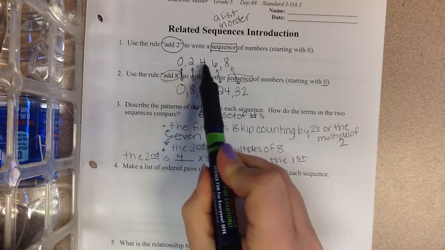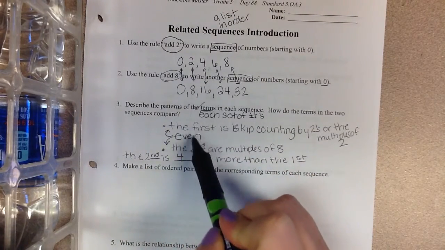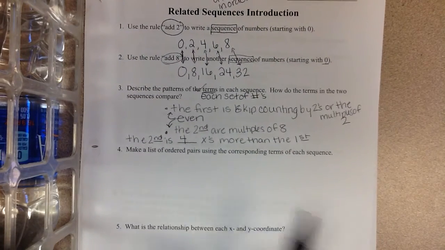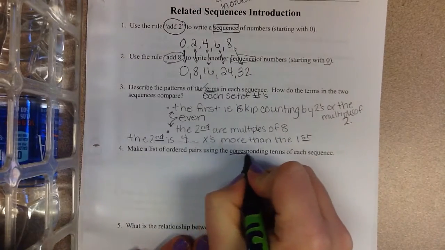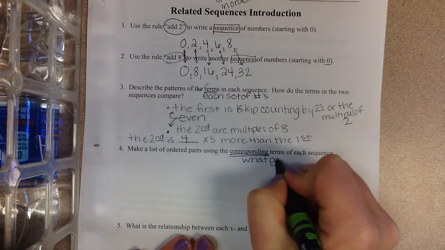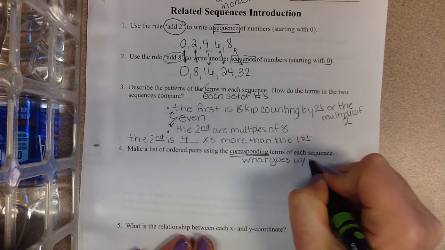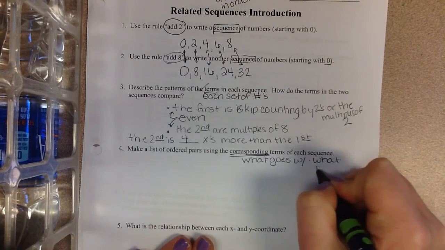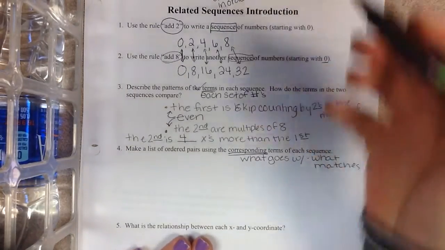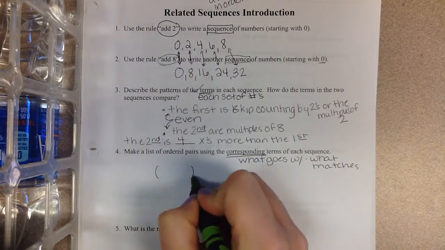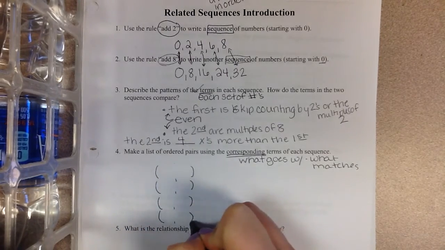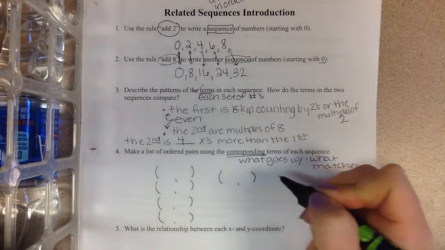So I looked at the patterns going this way. That's what I did here. Then I compared the patterns going this way. So make a list of ordered pairs using the corresponding. Corresponding is what goes with, what matches. So which numbers match each other? The first terms, the second term, so ordered pair. I'm looking for ordered pairs. And I said there was going to be 5 of them because I told you to write 5 numbers.